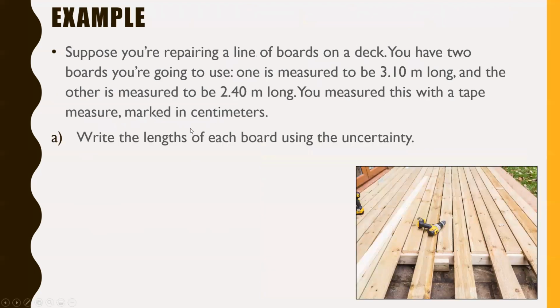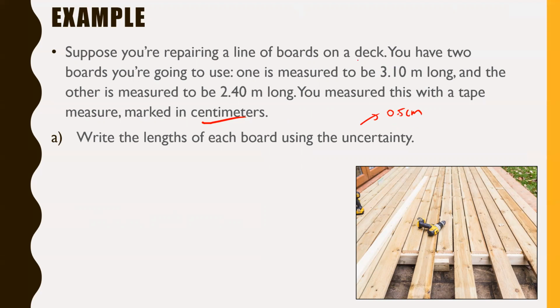Let's see an example. So suppose you're repairing a line of boards on a deck. You have 2 boards you're going to use. One is measured at 3.10 meters long, and the other is measured to be 2.40 meters long. You measure this with a tape measure marked in centimeters. Write the lengths of each board using the uncertainty. Well, first of all, our precision here is centimeters. So since our precision is centimeters, our uncertainty is 0.5 centimeters.